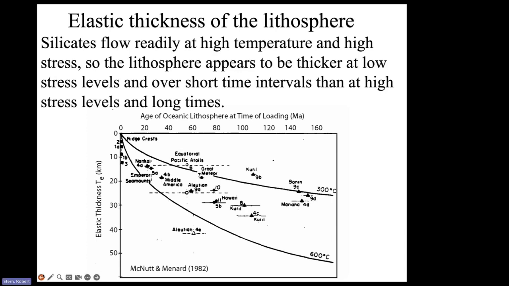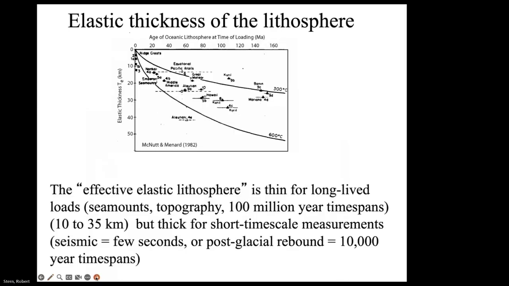The mechanical lithosphere is related to the elastic thickness of the lithosphere. The silicates flow more easily at higher temperatures. So the lithosphere appears to be thicker at low stress levels and over short time intervals than at high stress levels and long time periods. We can skip through this.